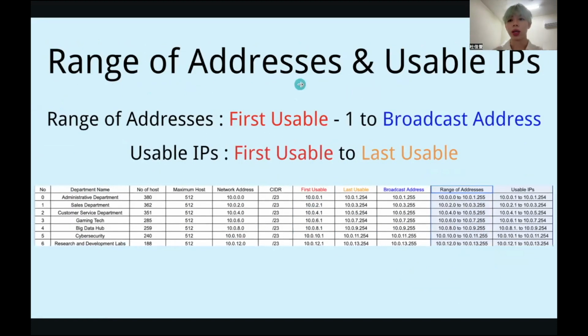The range of addresses and usable IP. For the range of addresses, we use the first usable minus 1 to the broadcast address. For the administrative department, the first usable is 10.0.0.1, so we minus 1 and get 10.0.0.0, up to the broadcast address, which is 10.0.1.255. For the usable IP, we use the first usable to the last usable. The first usable is 10.0.0.1 and the last usable is 10.0.1.254.